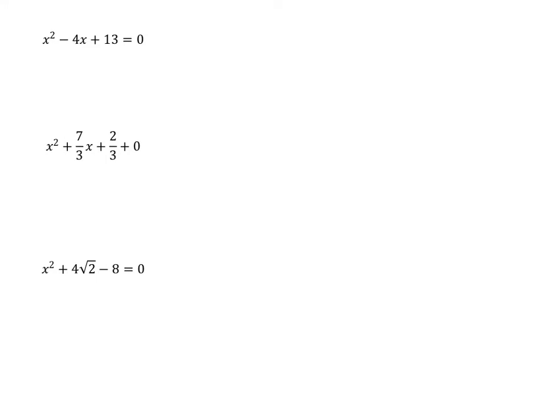We're going to continue to work on this. Here's the discriminant. It's b squared minus 4ac. So this is 16 minus 52, which gives us negative 36. That's what will go under the radical.